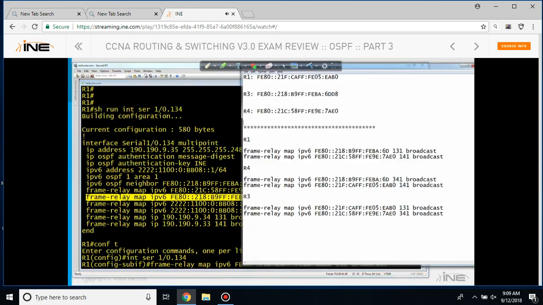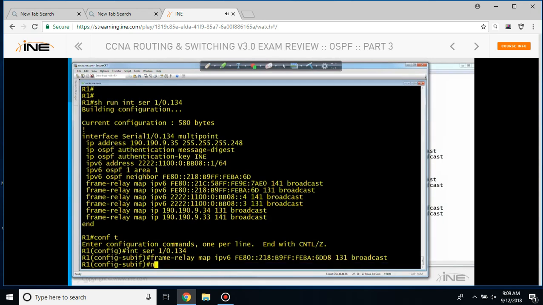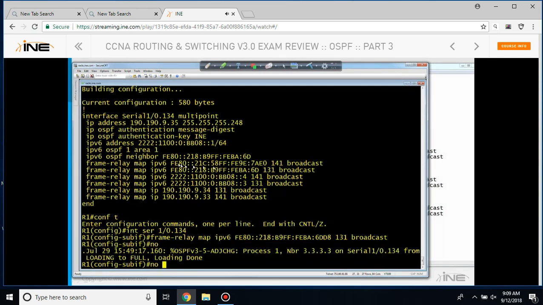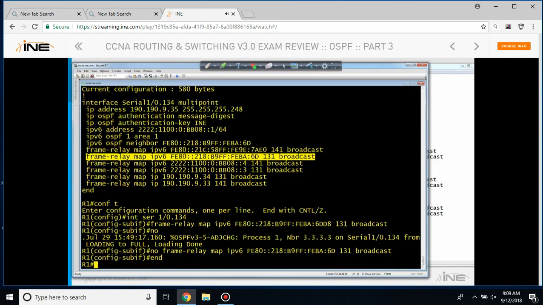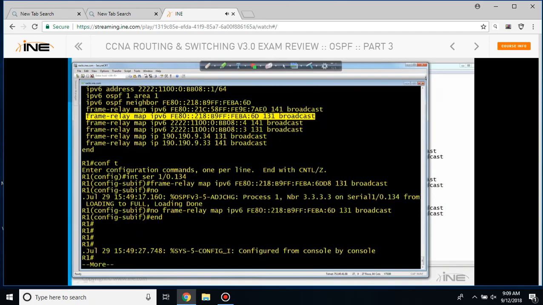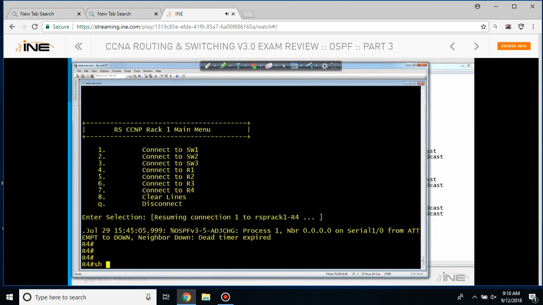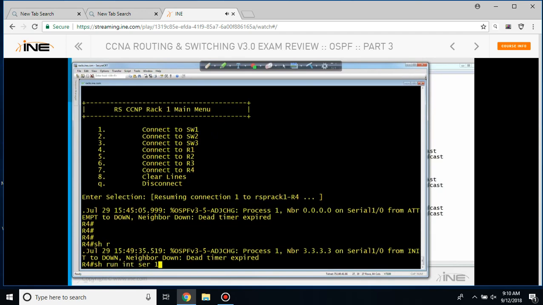6DD8, right? Yes. And then let's get rid of this other one. There it goes, comes right up. Okay, so this one is wrong. Okay, so that was the problem. Frame relay maps were wrong. And what about this guy? Show run interface serial 1/0.